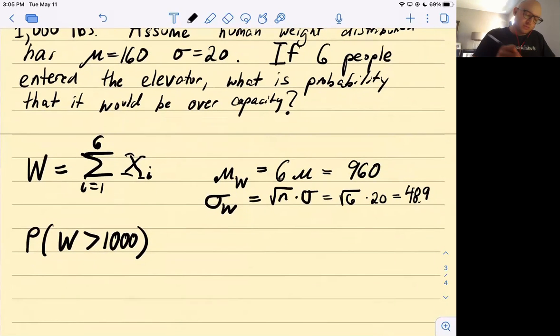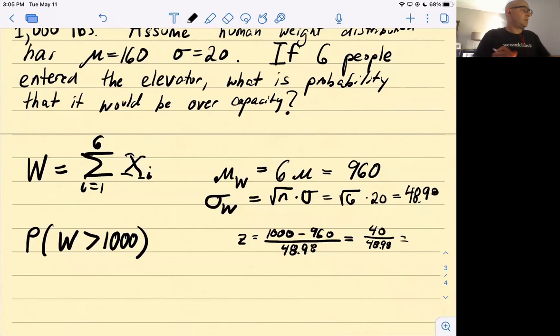Well, let's find the z-score. The z-score is equal to 1,000, we want to see how far away I am from the mean, over 960, so about 40 units away. But how many standard deviations is it? So over 48.9. So this will be 40 over 48.98 actually. It's really close. So 40 divided by 48.98 is about 0.81. Yeah, that's all we need, right? We only need it to the hundredths. So the probability is equal to the probability that the z value is greater than 0.81.